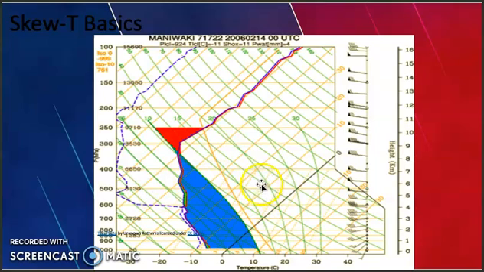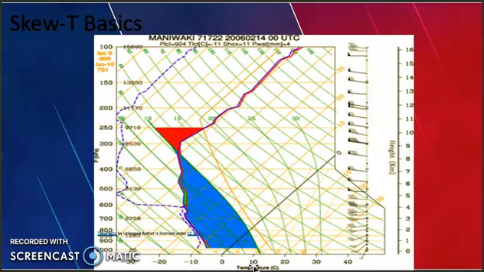And also what we have is CAPE and CIN. CAPE is when you have the temperature line along with these curved lines here, and that allows you to see how much energy is in the atmosphere for these storms to develop.